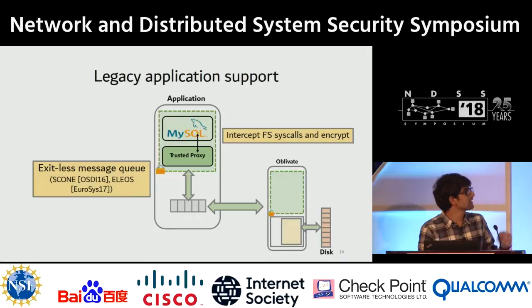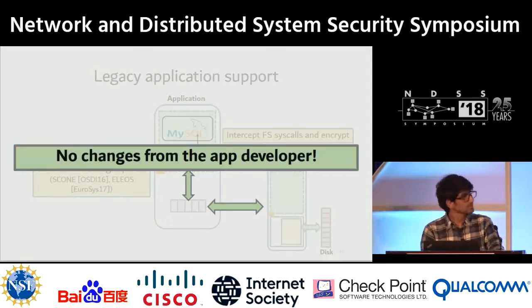We use exitless message queues, similar to some of the previous work, and then we create an encrypted channel between these two processes, the application process and the OBLIVIATE process, which of course are both enclave applications.